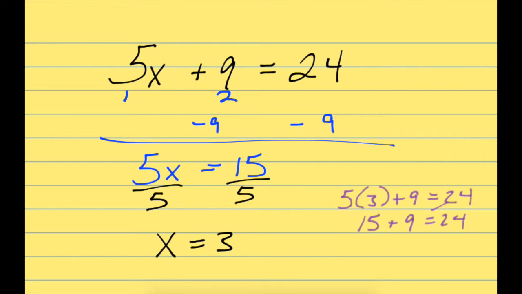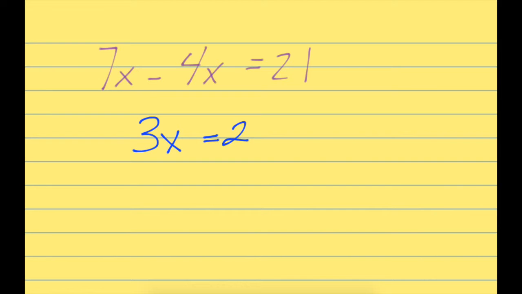Now sometimes your steps will actually just be a simplification. For instance, 7x minus 4x equals 21. Well, if I look at this, I see that on the left-hand side, I actually have two x's. I have like terms. So what I can do is combine those like terms. What do I get when I take 7x and remove 4x? 3x. And I know that I would solve this by dividing both sides by 3.